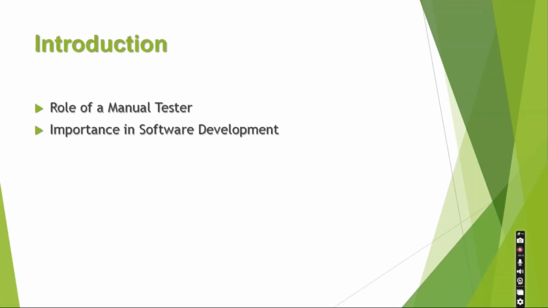So what is the role of a manual tester in software development and what is the importance of a manual tester? A manual tester plays a very critical and vital role in evaluating the software application by executing the test cases manually to identify the defects and ensure the quality of the product or any application.